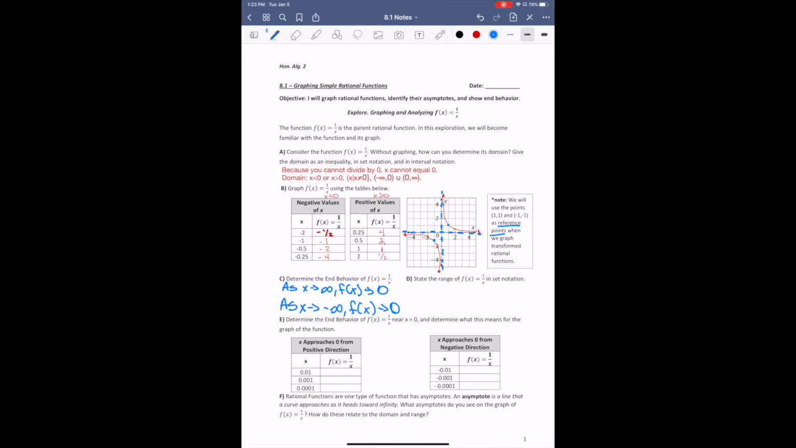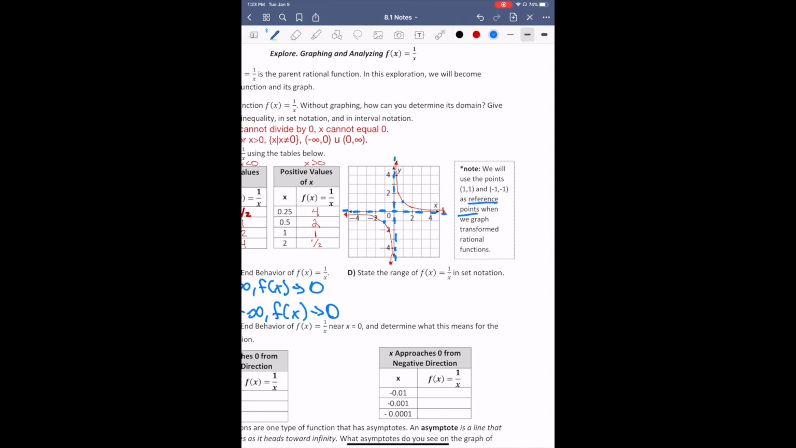For the range, in set notation, okay, let's go ahead and look at the range. As we come up from bottom to top, you can see that we can have any number, because we have our function here, any number except for 0. There is nothing at 0, and then it continues on past 0. So in set notation, we can say curly bracket, y is everything except for 0, or y cannot equal 0.